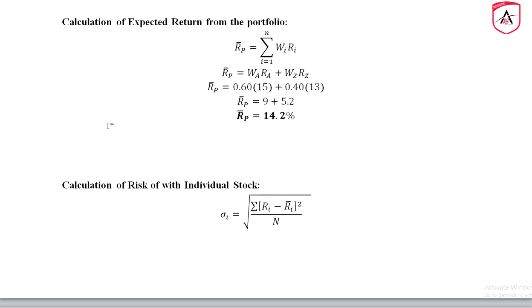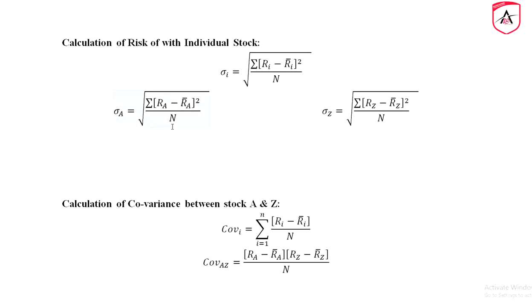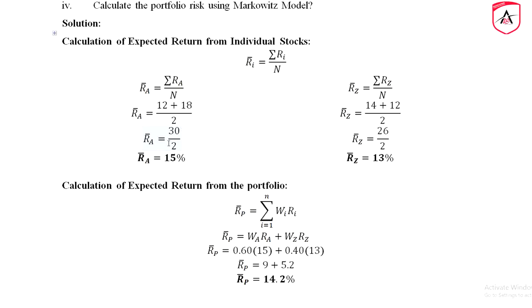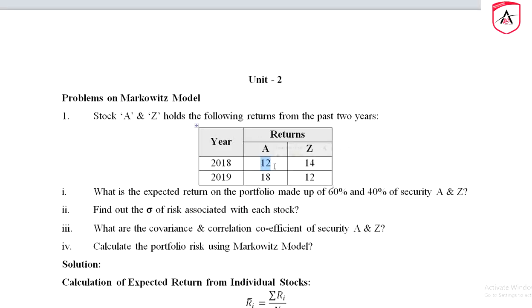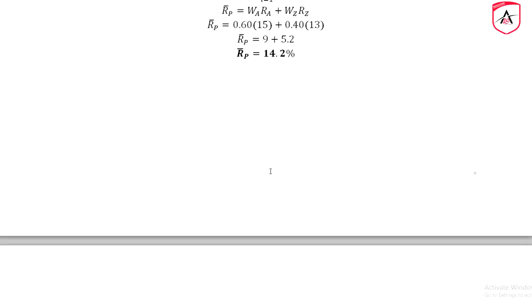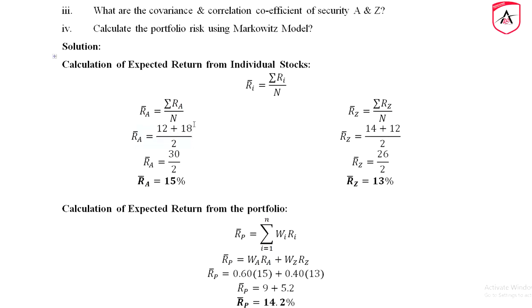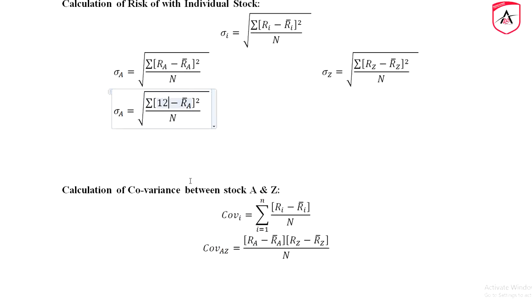Let us now calculate this risk. To find out the risk, under the sigma, I am going to write the return on stock A. Return on stock A for the first year it is 12. For the second year it is 18, right? For the first year the return is 12, and mean returns of A. Mean returns means just now we have found out it is 15.